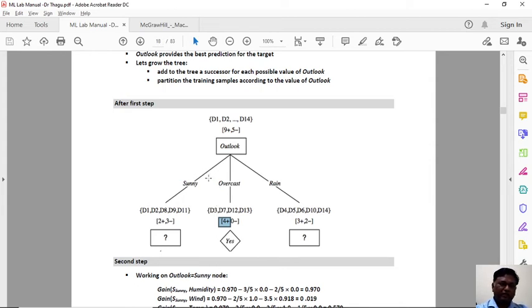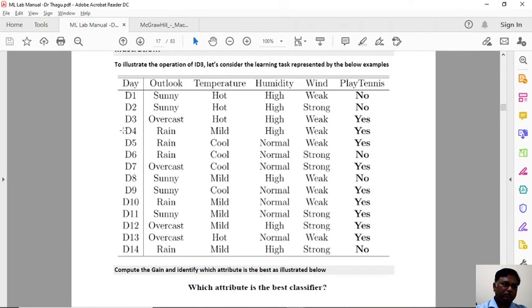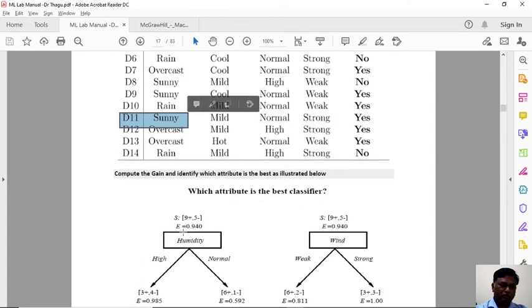Now you see the remaining attributes under sunny. Now we have three more attributes. Under sunny, which attribute should come? You see the question mark. Now how many sunny values do we have? The row numbers are day 1, day 2, day 8, 9, 11. So 1, 2, 8, 9, 11. You see, these are the sunny data.